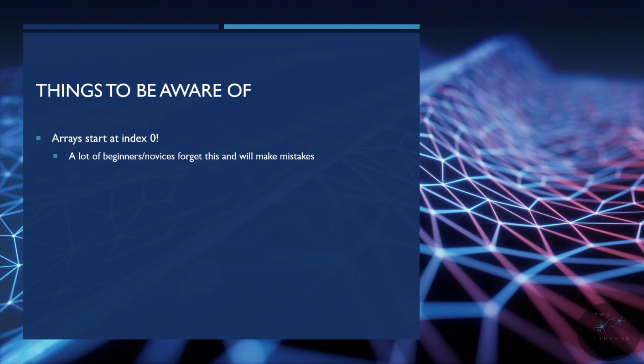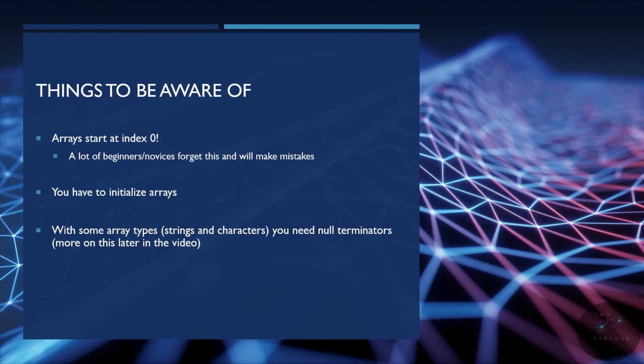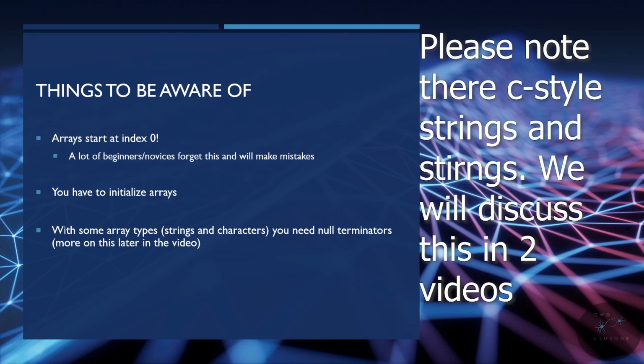Also, you have to initialize your arrays. In fact, best practice says to do so when you declare your array. You can change the elements in your array as you go, you just can't change the size. So you can set your array to have a value of 0 at all indices and then change those at runtime. With some types of arrays, those using strings and characters, you will need null terminators. We'll talk more about this later in the video.